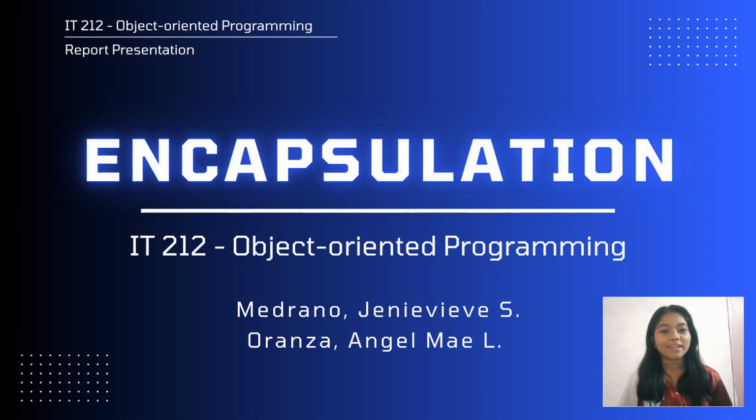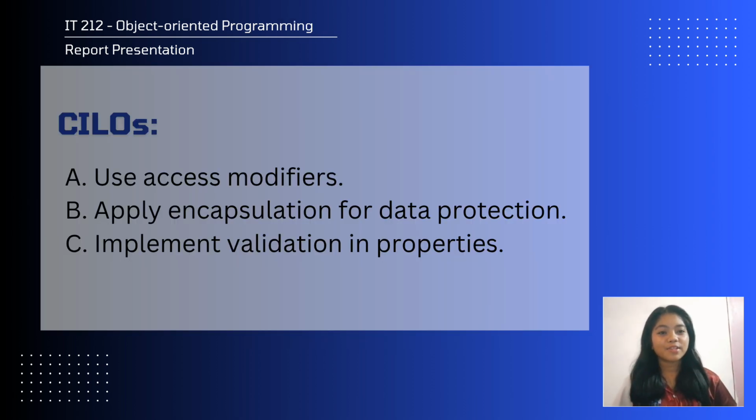Before that, let us first go over our course intended learning outcomes. The first one is to use access modifiers and then apply encapsulation for data protection. And the last one is to implement validation in properties. We hope that at the end of the discussion, these objectives can be applied.